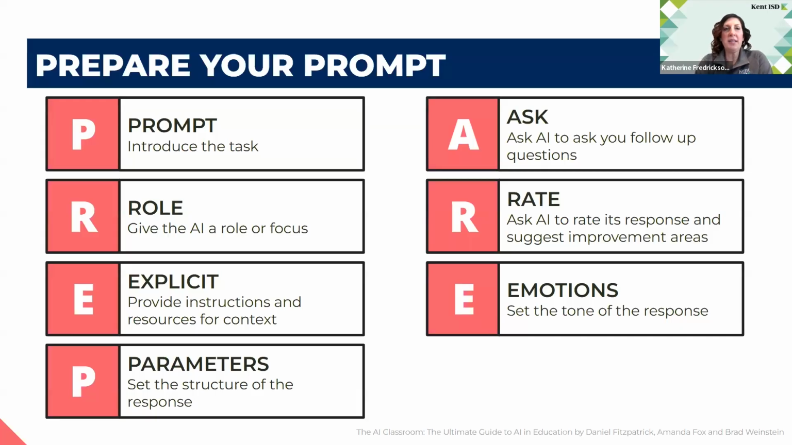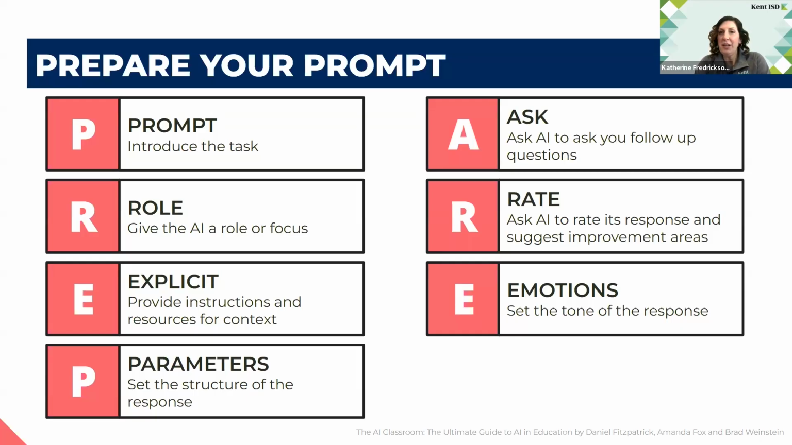So we often like to use the PREPARE framework when we prepare our prompts. And each one of these has an explicit role. Like for P, the prompt, you're going to introduce the task. And on the next slide, we'll get into this a little bit deeper. But for role, you're going to give the AI a role or focus. You're going to be explicit and provide instructions and resources. And then you're going to set the parameters, so setting the structure for the response.